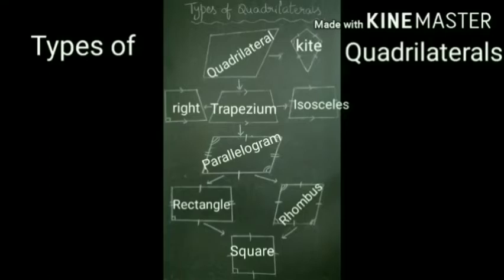So rectangle can be considered as parallelogram. Every rectangle is a parallelogram, but every parallelogram is not a rectangle. Just like that, every rhombus is a parallelogram, but every parallelogram is not a rhombus. Hope you understood this. Okay, now in detail we are going to learn all the properties of quadrilaterals.